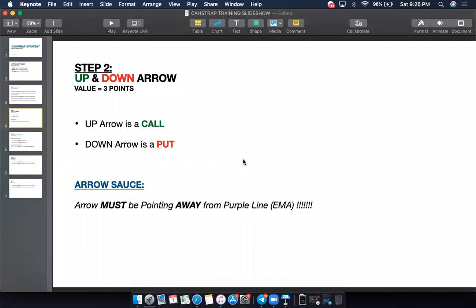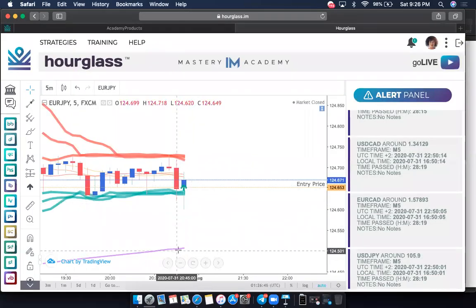So the arrow must be pointing away from the purple line. It's that simple. Arrow, purple line, arrow pointing away. We can go on to the next step. That's exactly what we want.